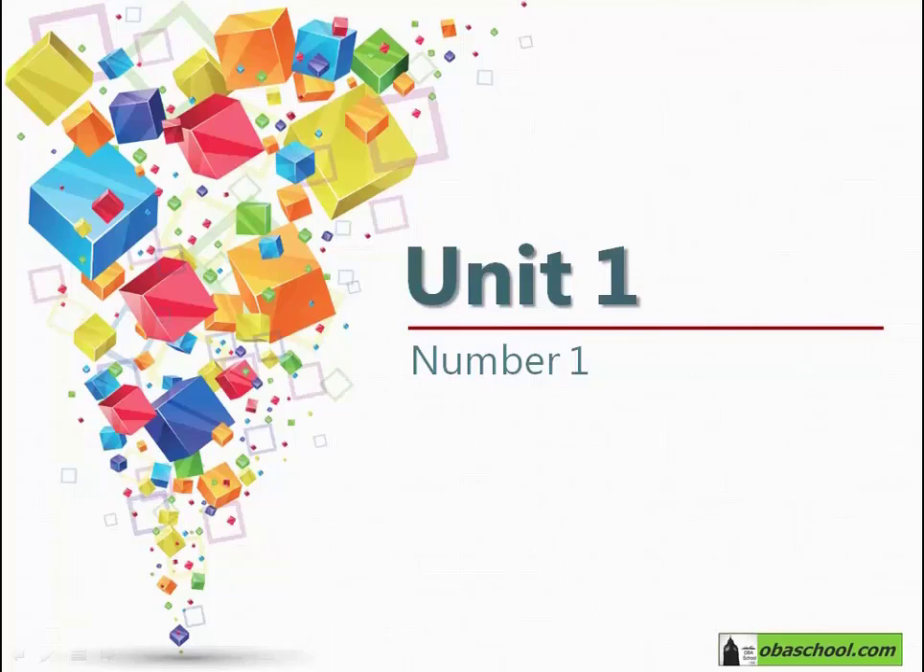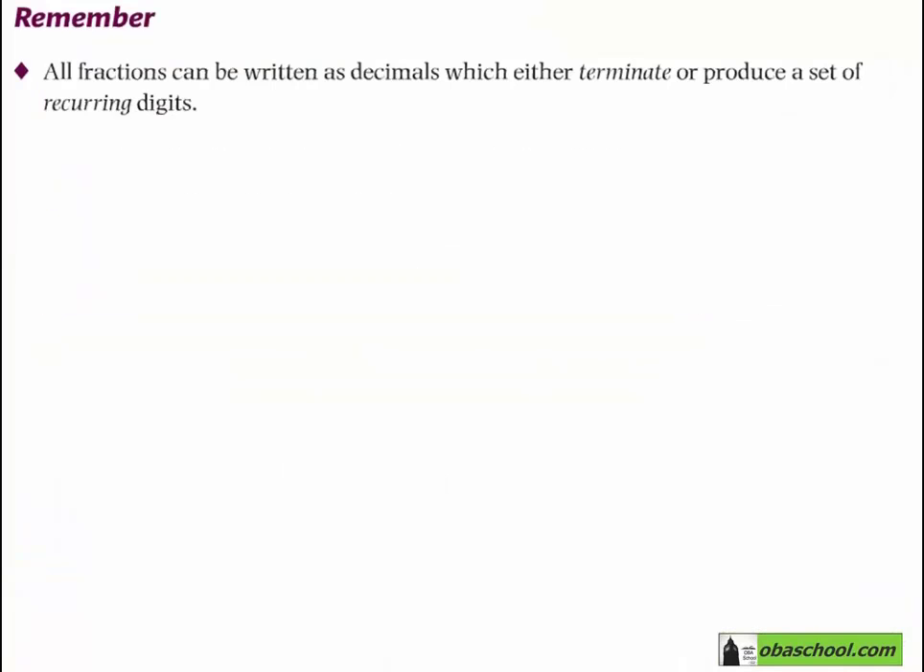In this part of Unit 1, Numbers, we are going to talk about the recurring decimals on page 5, where you are going to remember that all fractions can be written as a decimal, which means that in all decimals, when you divide the numerator by the denominator, the answer will always be a decimal number, which either terminates, that means the digits in the decimal place can be specific and then end up, or produce a set of recurring digits. Recurring digits means repeating digits.